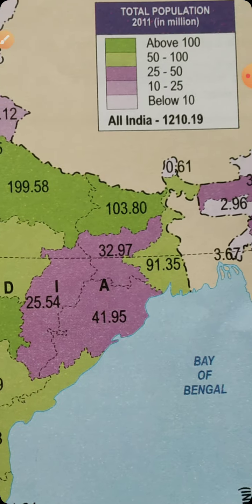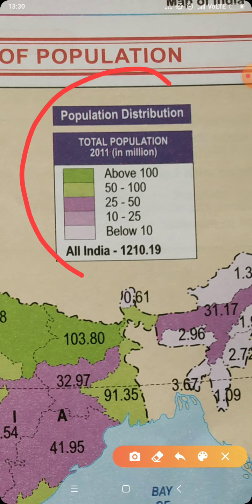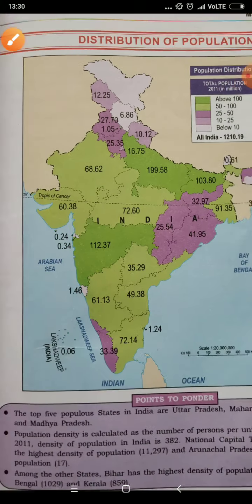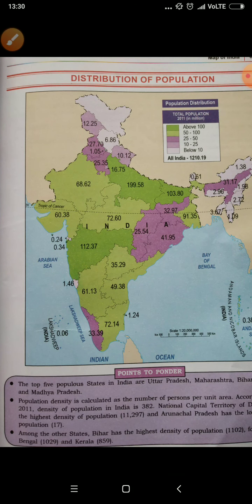The box is shown clearly. You have to keep in mind this box, and like this box you have to make. After making a box like this, you can see different states have different population.